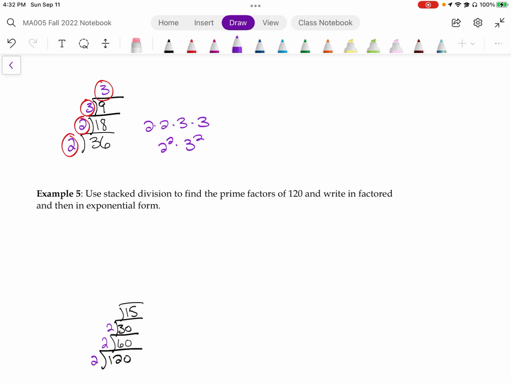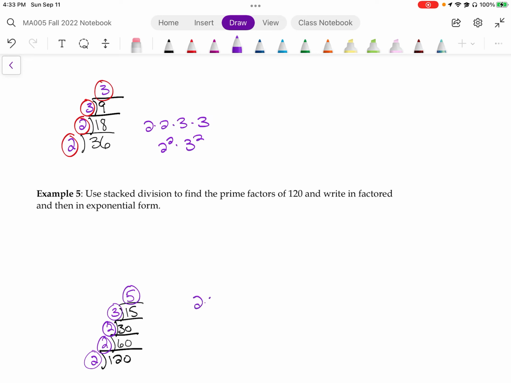No. Does 3 go into 15? Yes, 3 goes in. How many times? 5 times. Okay, so 5 times. All right, 5 is prime. Oops, so I'm going to actually go back to purple because it is prime, and so it's our last number. So we have 2 times 2 times 2 times 3 times 5.